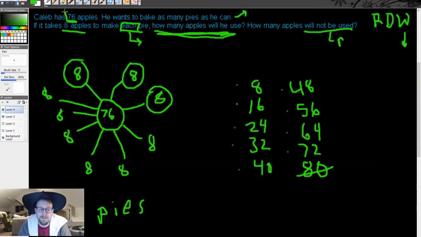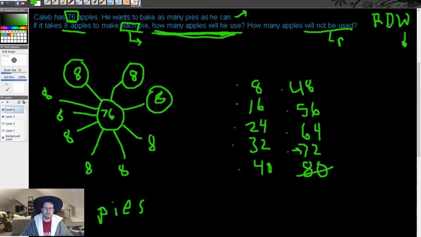Because it wasn't 76. I should have underlined these questions before, because I almost wrote the answer 9 pies and said, finished. That's the importance of that read step. Really make sure that you know what you're looking for there. So I'm not looking for 9 pies here. I'm looking for how many apples did he use to make his 9 pies? Well, he used 72 apples.